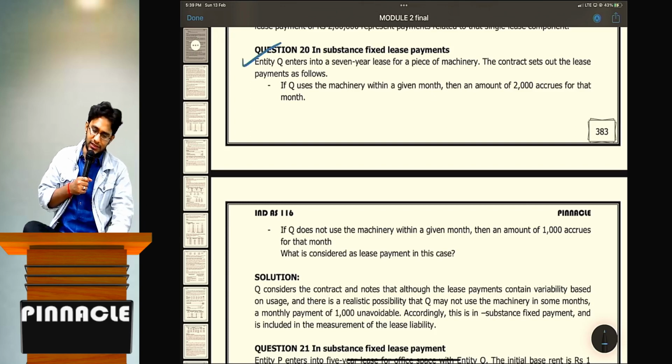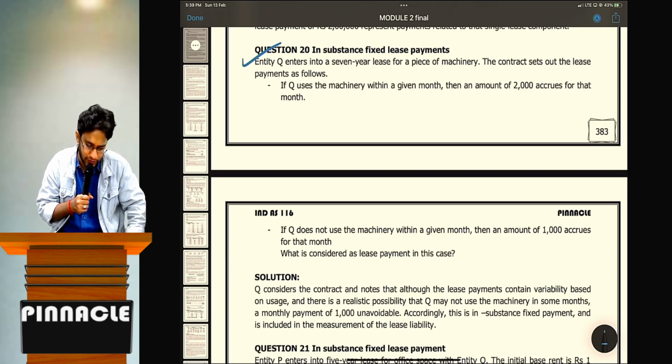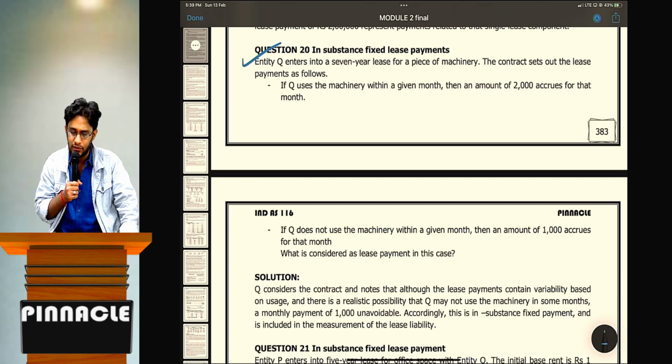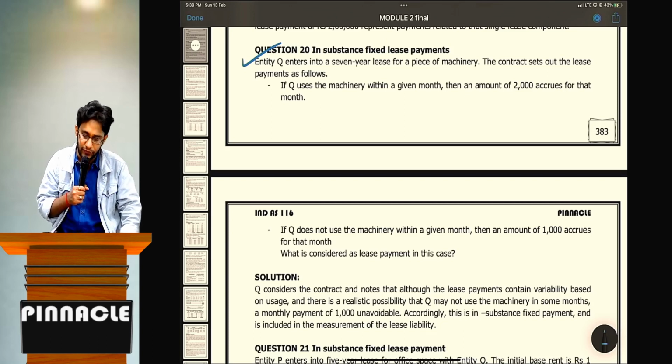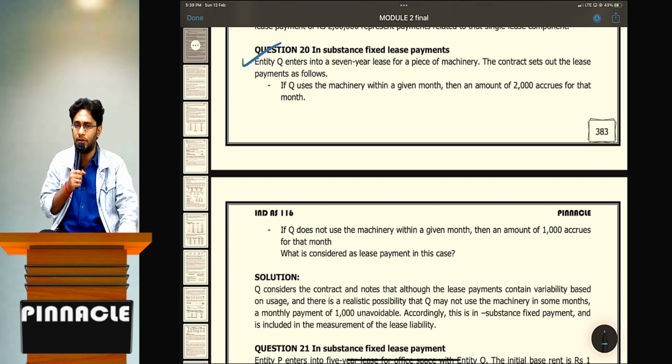Entity Q enters into a 7 years lease for a piece of machinery. The contract sets out the lease payment as follows. If Q uses the machinery within a given month, then an amount of 2,000 accrues for that month. So if I start using within 1 month, then I have to pay you 2,000. If Q does not use the machinery within a given month, then an amount of 1,000 accrues for that month.